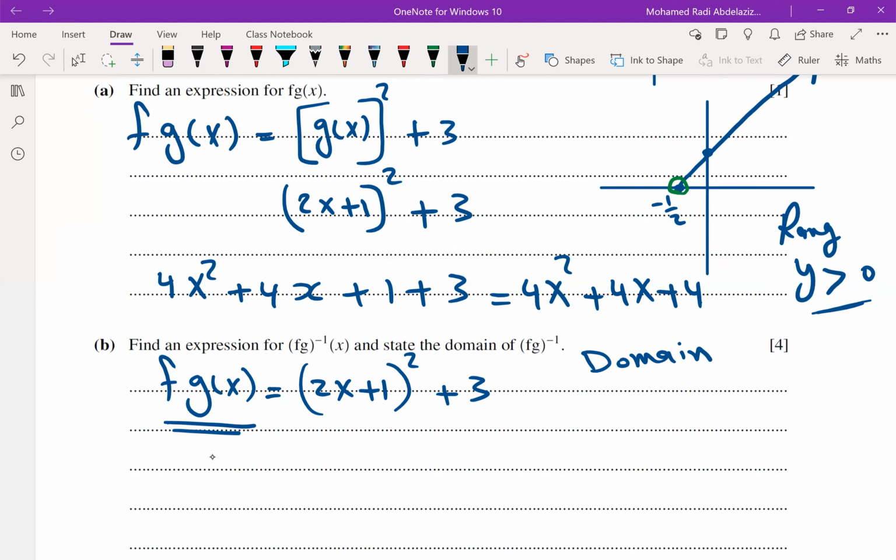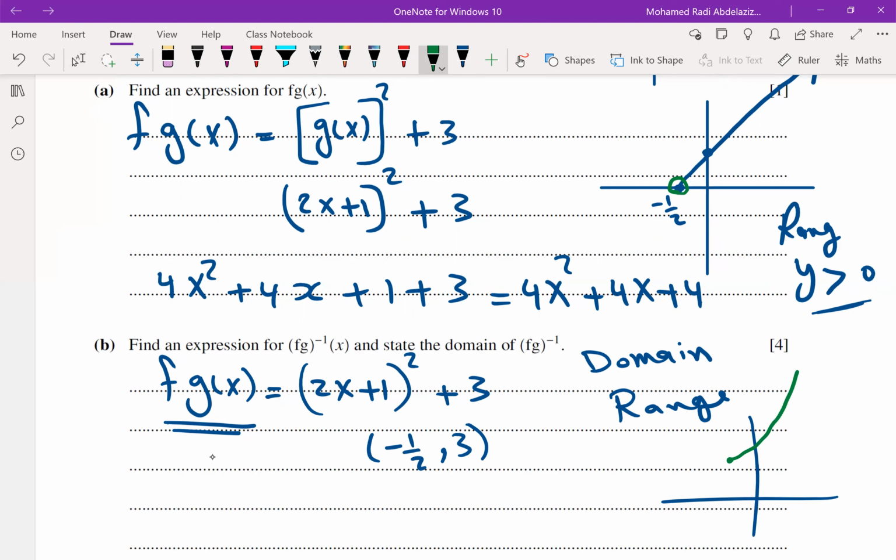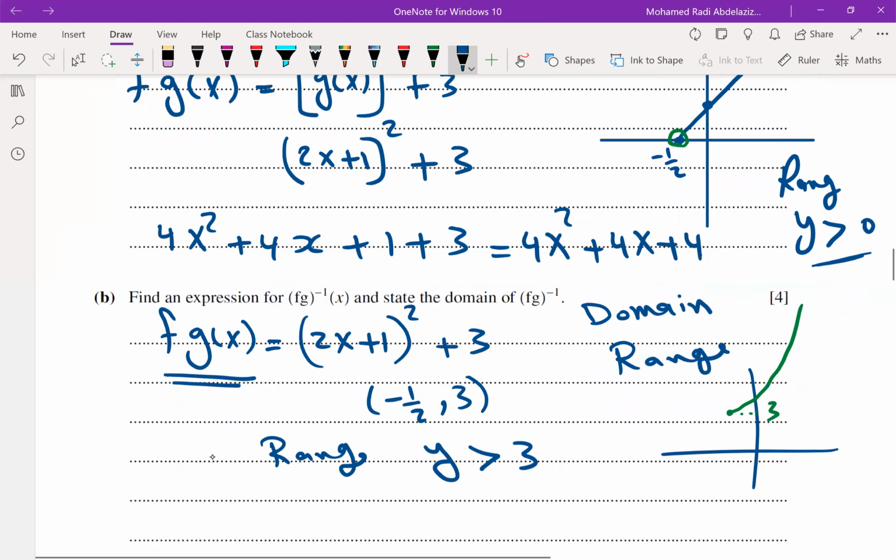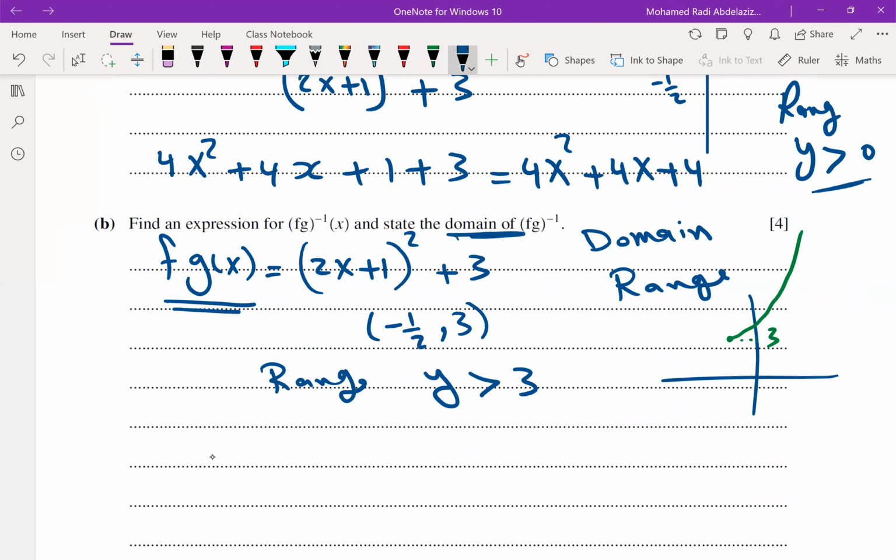This function is a quadratic. What is the range? You have to know the vertex of this curve to know the minimum. The vertex will be (negative half, 3). If you represent it graphically, the composite will be like this. So what is the range? The range starts from 3. The range of this function is y more than 3. As we know, the domain of the inverse is the range of the original function.